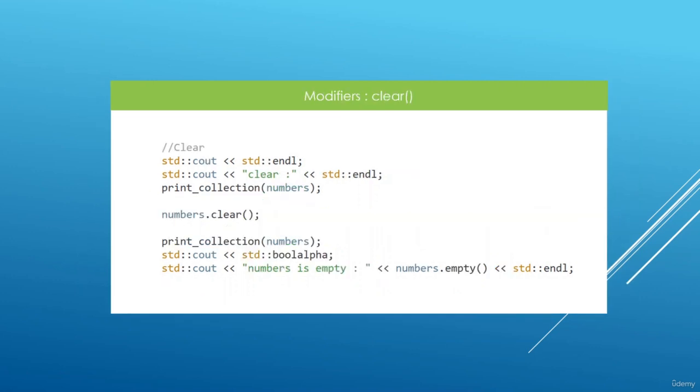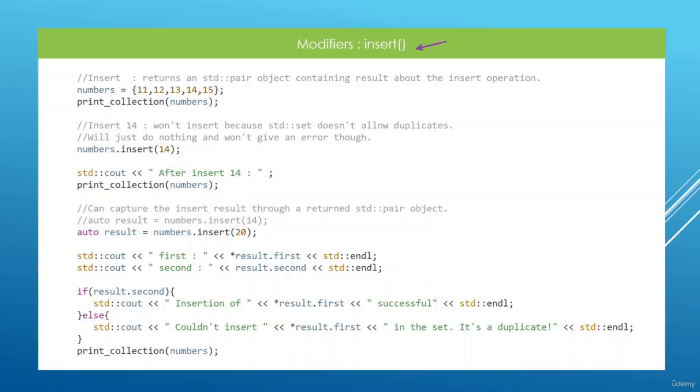We have a bunch of modifiers. For example, we can clear our collection just like we did for other containers. And if we clear, we're going to see that our collection is now going to show up empty if we print it out here. We can also use the insert method.